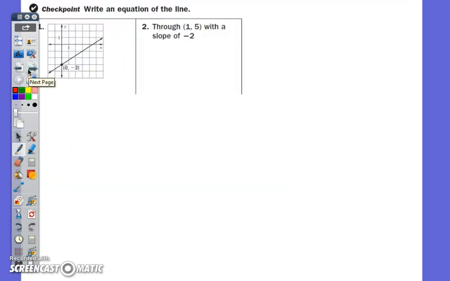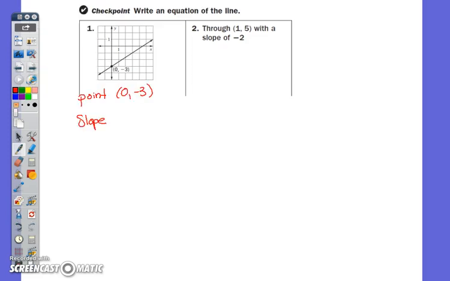All right, let's do the checkpoint. I'm going to pause, you try it, and then come back and look at the answer. Okay, I changed my mind because I want to make sure you know how to find the slope. Your point is 0, negative 3. Your slope, we're going up, up 2 and over 3. So we went up 2 and over 3, and remember it's rise over run, so our slope is 2/3.